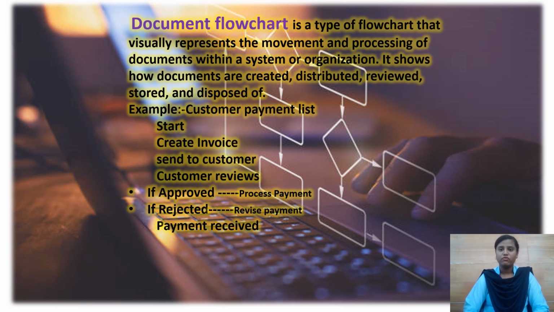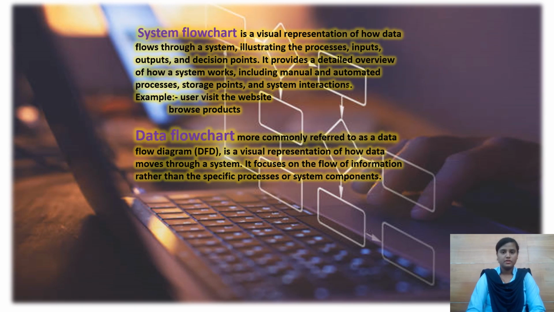It is a type of flowchart that visually represents the movement and processing of a document within a system or organization. It shows how documents are created, distributed, reviewed, stored and disposed of. For example, customer payment: start, create invoice, send to customer, send for review. If approved, process the payment, and if rejected, revise the payment.